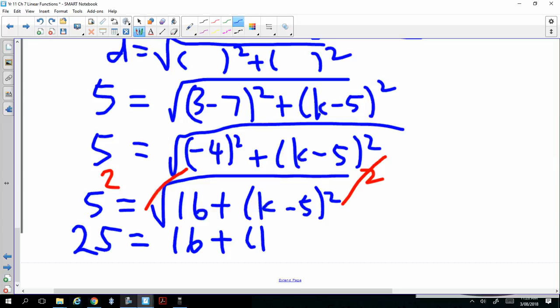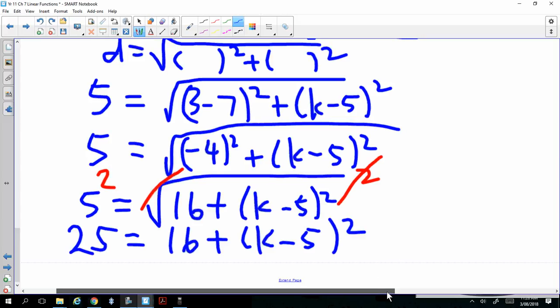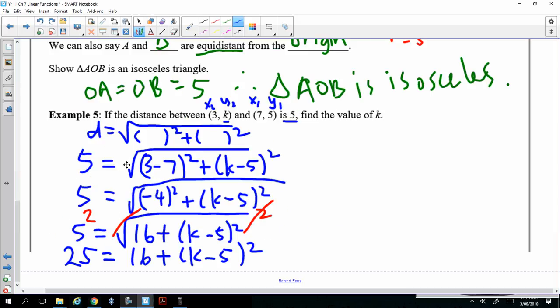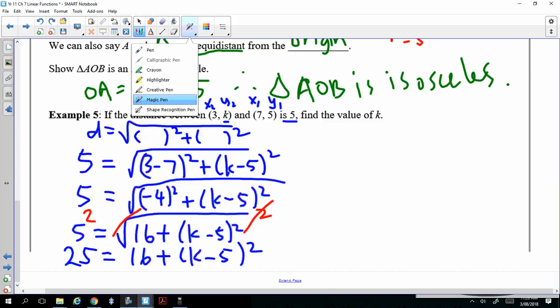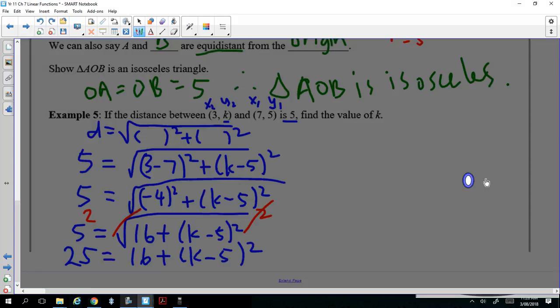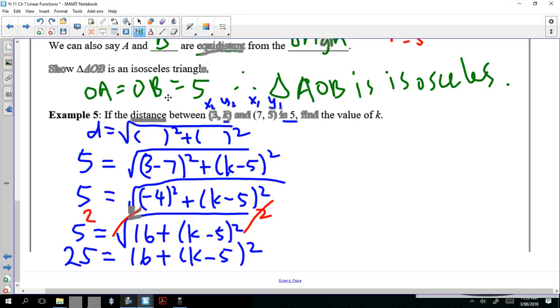Yeah. And then someone suggested let's expand this and you get quadratic. Maybe we'll do that. So if we expand this, we're going to get, let me do it here. All right, let me use a magic pen because that may not be the best way, but I just do it anyway. So if you expand, you get 25 equals 16 plus k squared minus 10k. Oh, it disappeared. All right, let me try to do it again. All right, 25 equals 16 plus k squared minus 10.